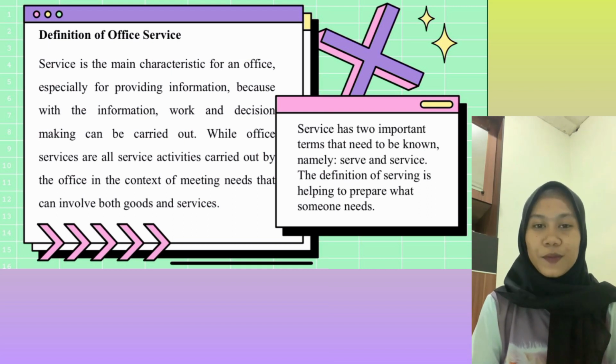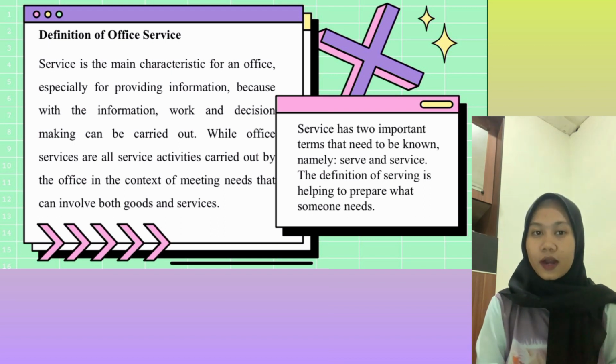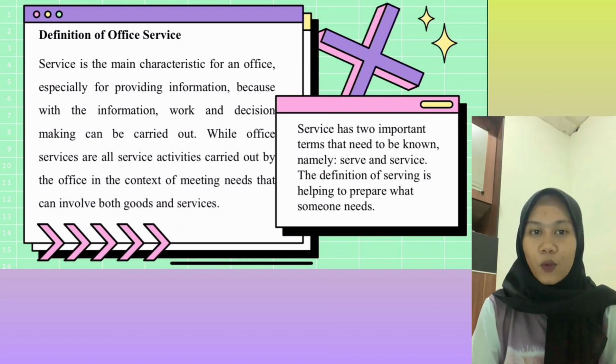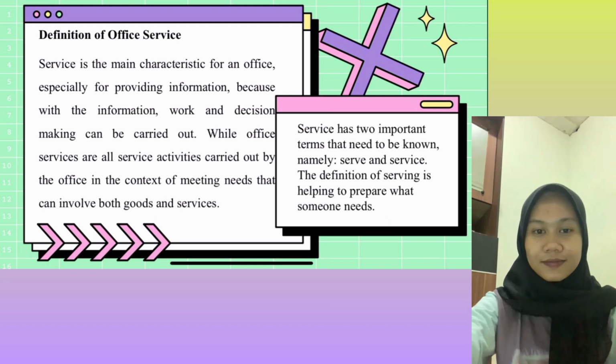Service has two important terms that need to be known, namely serve and service. The definition of serving is helping to prepare what someone needs, while service is an effort to serve the needs of others.